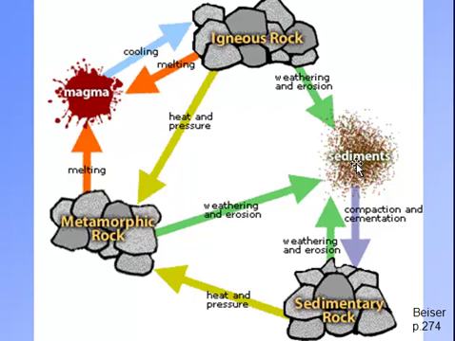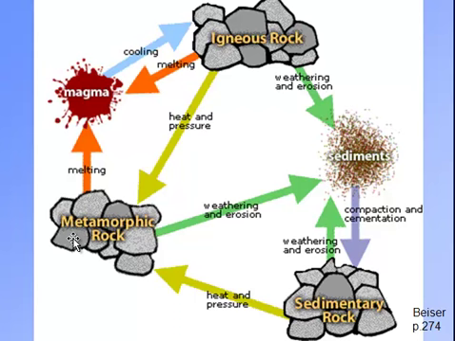The sediment could be washed downstream and dropped somewhere, and as it got layered up and piled on, it would get compacted and cemented together, which would make it a sedimentary rock. If that got buried deep enough, the heat and pressure could turn it into a metamorphic rock. It could weather and erode back into sediment, or melt and turn into magma. When that cooled, it would be an igneous rock. You get the idea, right?